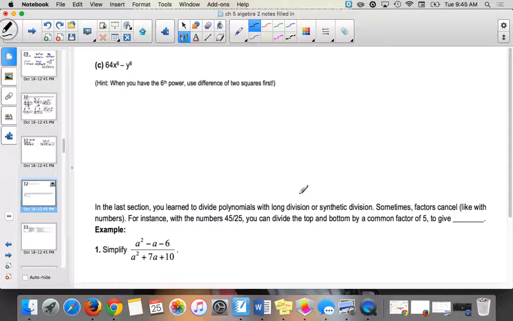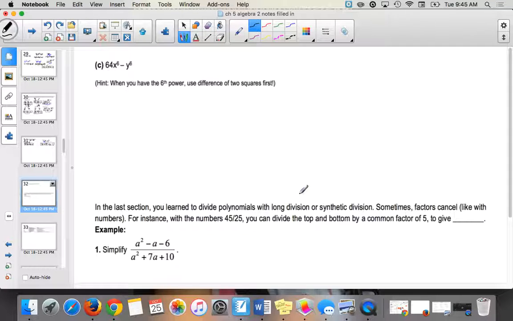So part C, I have 64x to the 6th minus y to the 6th. When we say that the squares are cubes, it's actually both. 64 is 4 times 4 times 4, it's a cube. But 64 is also a square, 8 times 8, right? So I gave you a little hint. It says when you have the 6th power, use the difference of squares first.